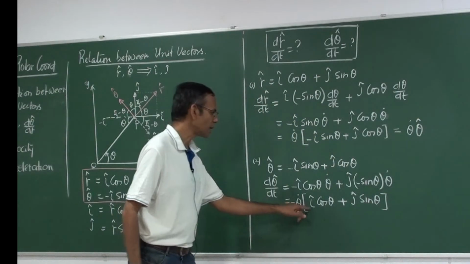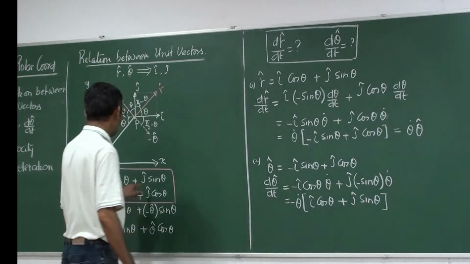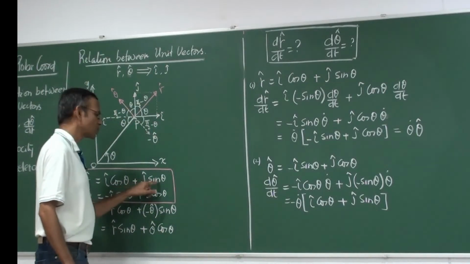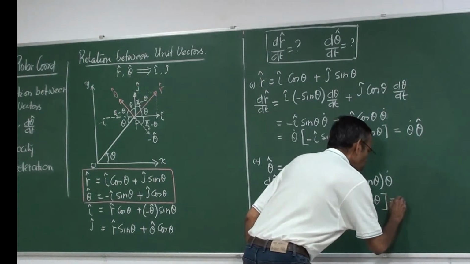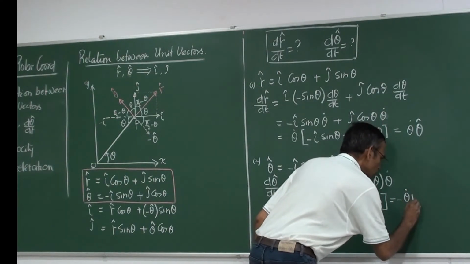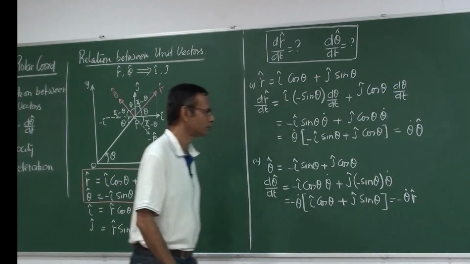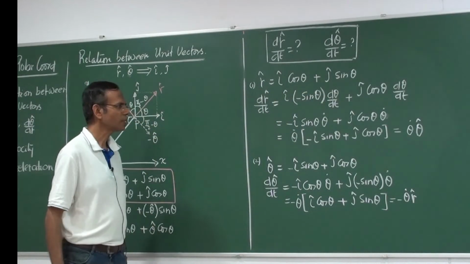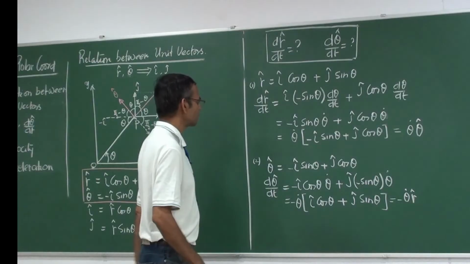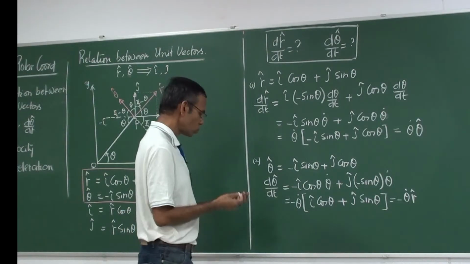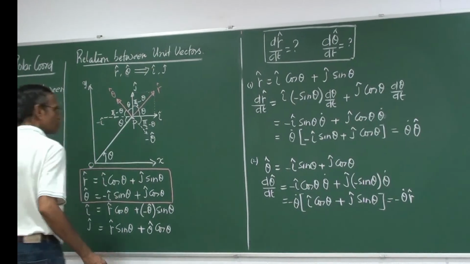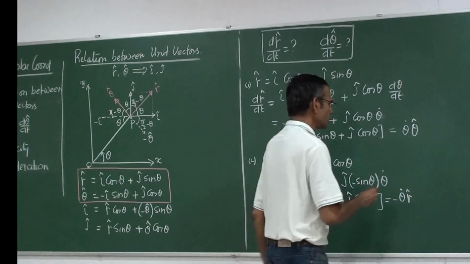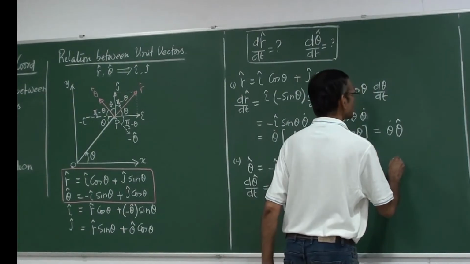Now what is this? i cap cos theta plus j cap sine theta is r cap. So minus theta dot r cap. Okay. So these two relations are very, very important. So what I do, I write it in a box because I will need it often. So I make a box over here.